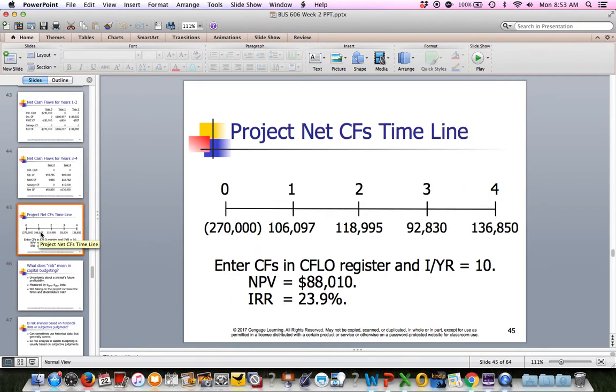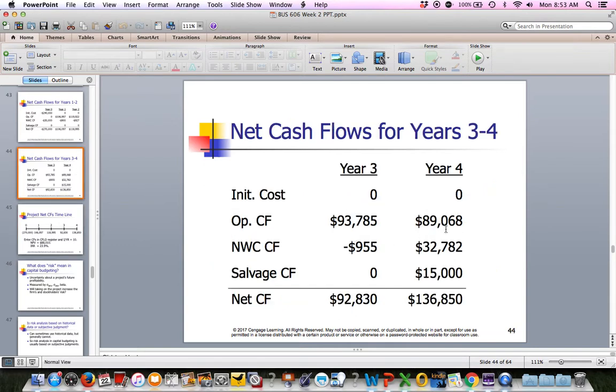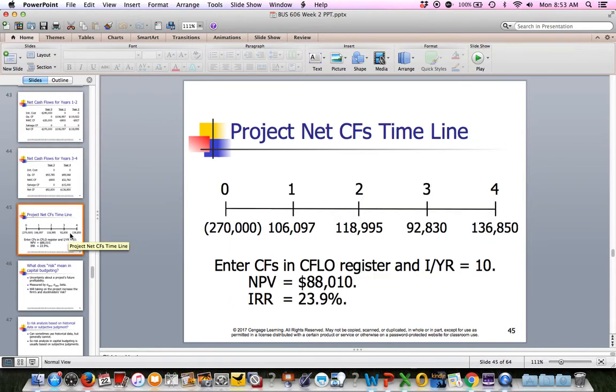So then I can plug that into a timeline, and you can see my timeline here, negative 270, all of my future positive years. Now remember that year 4 includes the recovery of our net working capital and the salvage value. So year 4 has got a nice bigger number here because of those. Plug those in here. We're using 10%. And if I go and calculate NPV, it's 88,000. IRR is almost 24%. So the answer would be yes to both. I should do this project. Both of them say yes. NPV is positive. IRR is above 10%.